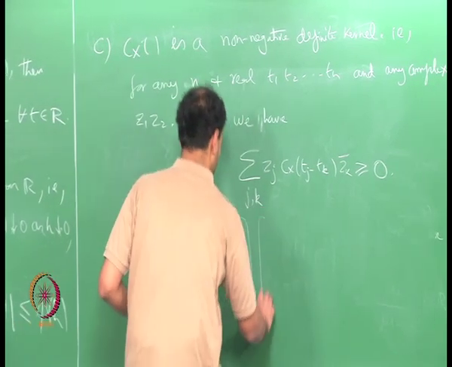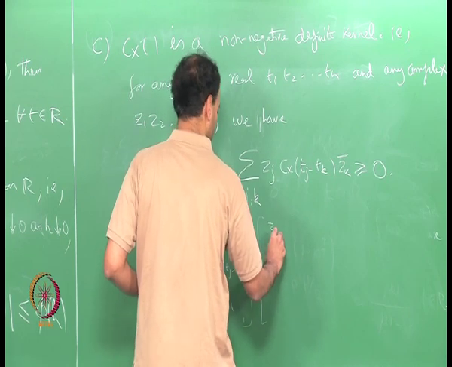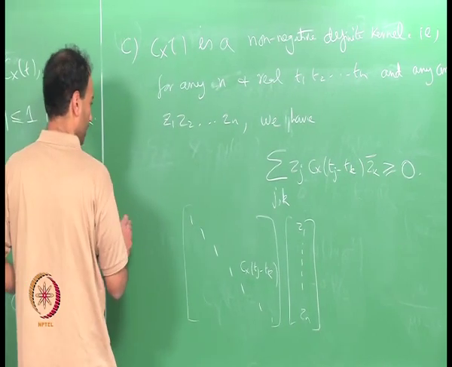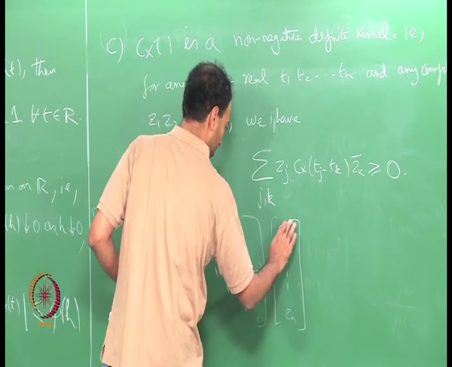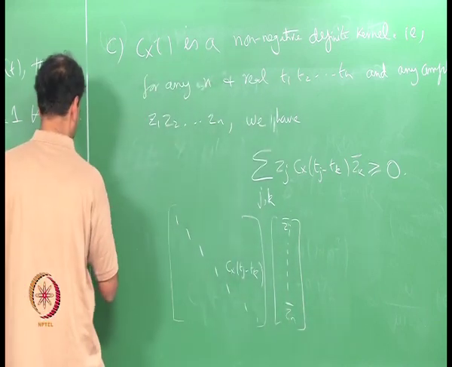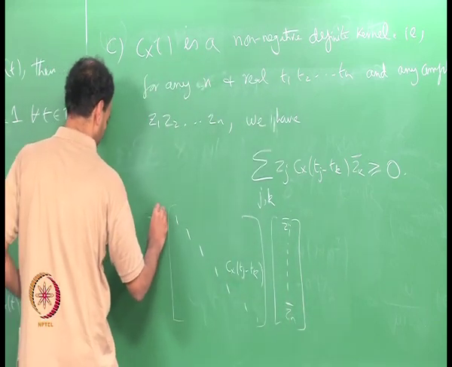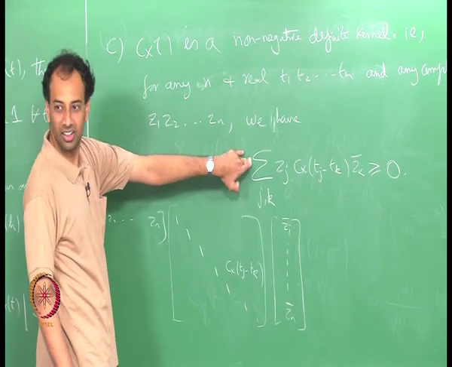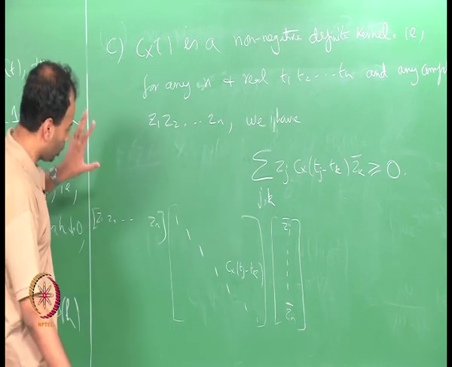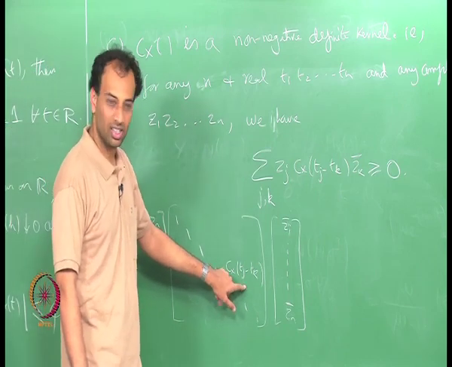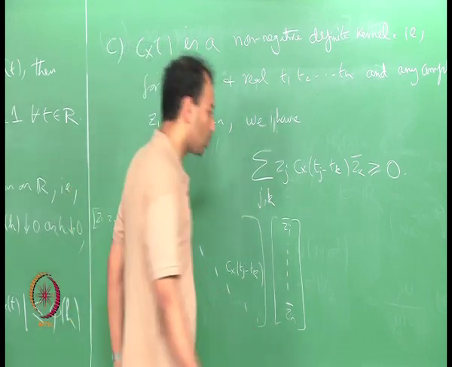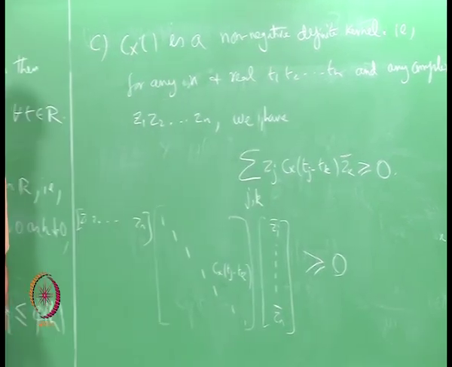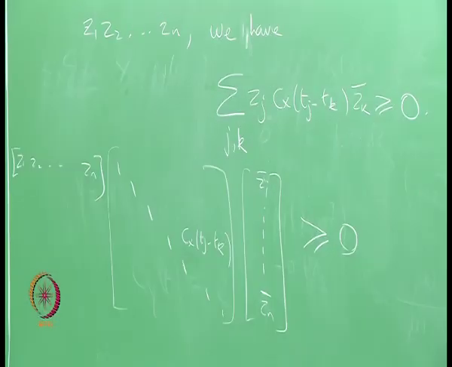What you are doing is taking the z's like that, or maybe these are z bars, z_1, z_2, z_n. You are looking at a quadratic form of that kind, that is what this is, come to think of it. And you are saying that no matter what these t_j's are, no matter what these z_i's are, this complex quadratic form is always non-negative.